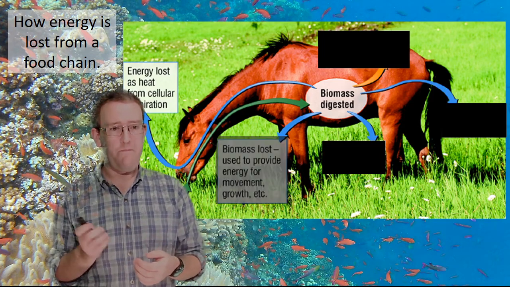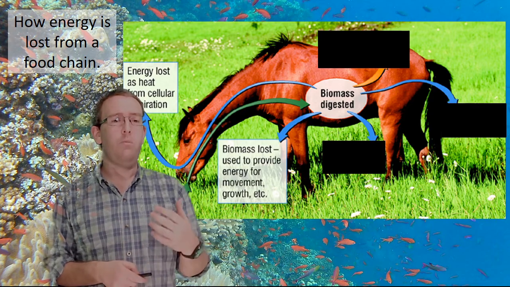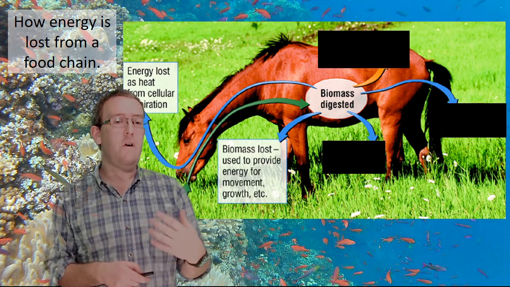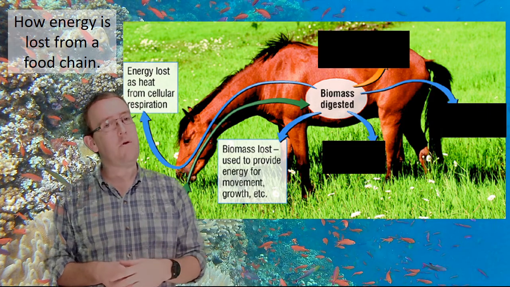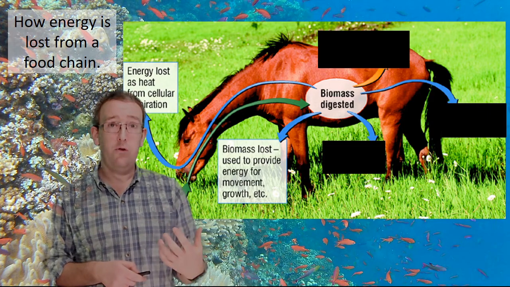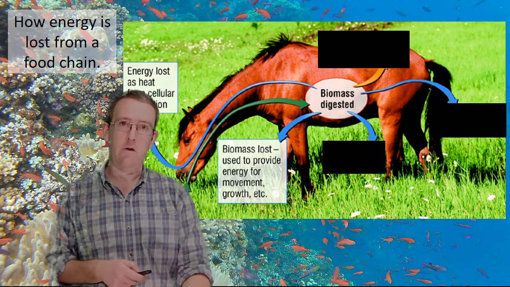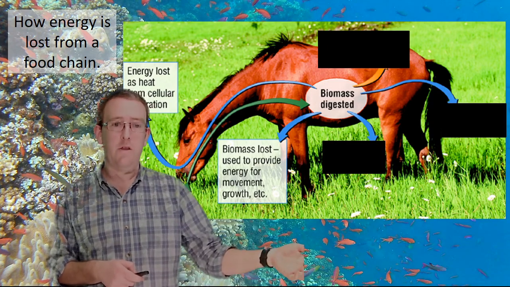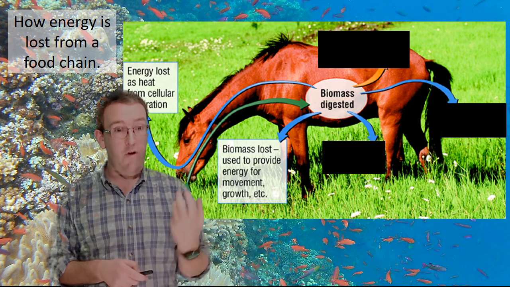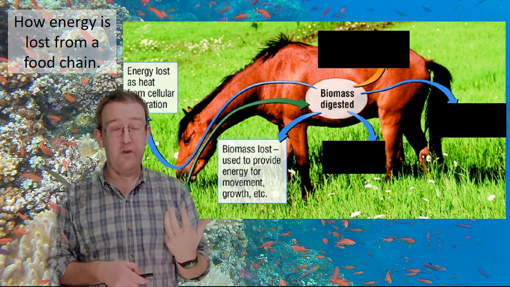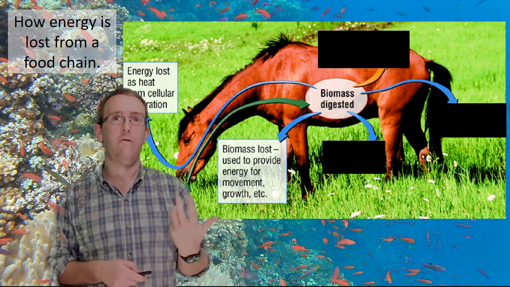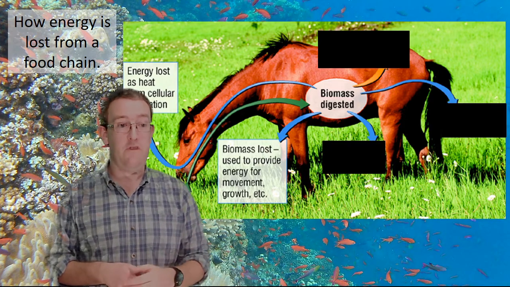Next one, if we carry on, is biomass lost, used to provide energy for movement. This is also what we call a respiratory loss. Muscle contraction is powered by respiration, and the horse has to move around. It can't graze the same bit of grass over and over and over. It's got to move to other bits of grass. Of course, a predator would have a lot more of its energy lost in this way because its food's going to run away. Grass is not famed for that, of course.